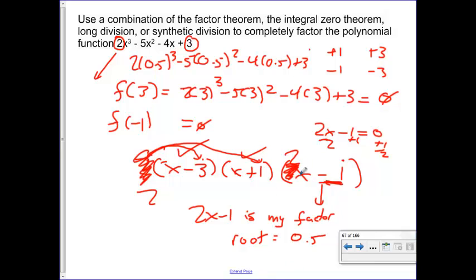So wouldn't the root be -0.5? No, because the factor was 2x minus 1, so the root would be 0.5. Because if this thing was negative, then the root is the positive of it. But don't you have to do 0? So it would be 2x minus 1 equals 0. You'd then add 1 to both sides, so it'd be positive.